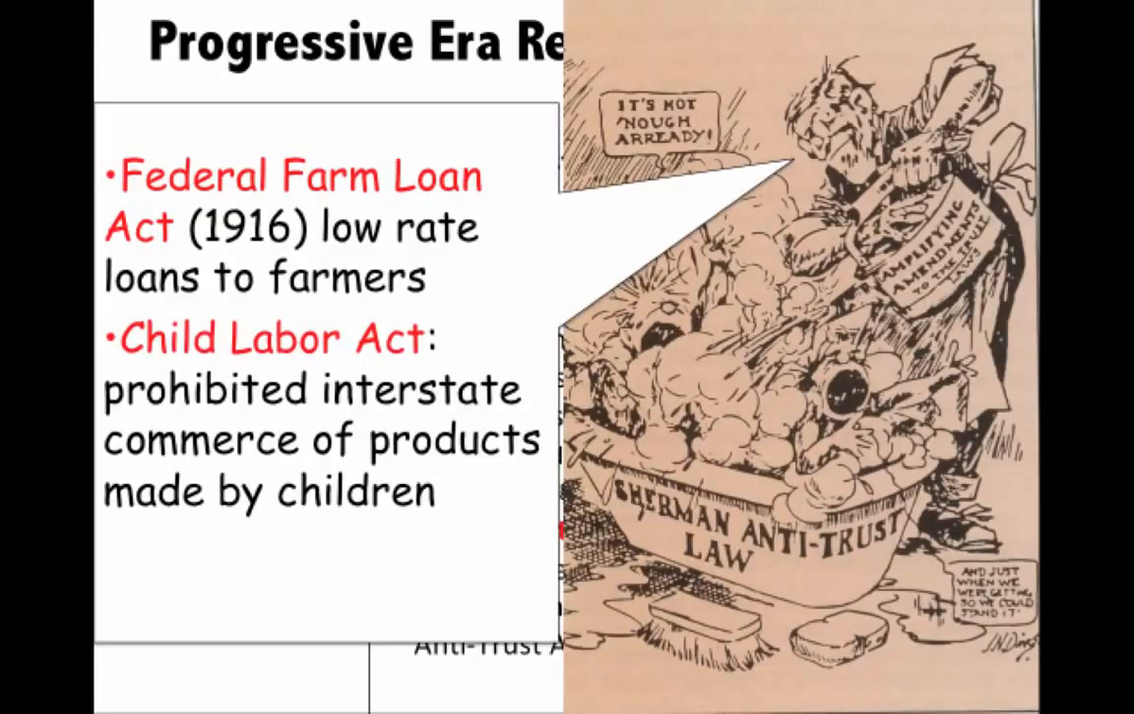So there you see Wilson kind of washing up the trust with the Sherman Antitrust Act and other laws, but there's also smaller ones you should be aware of. The Federal Farm Loan Act of 1916 allowed for low rate loans to farmers, so farmers are getting a little bit of help. And the Child Labor Act, which prohibited interstate commerce of products made by children.